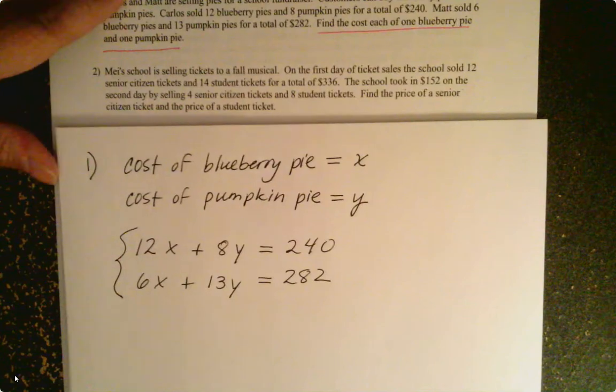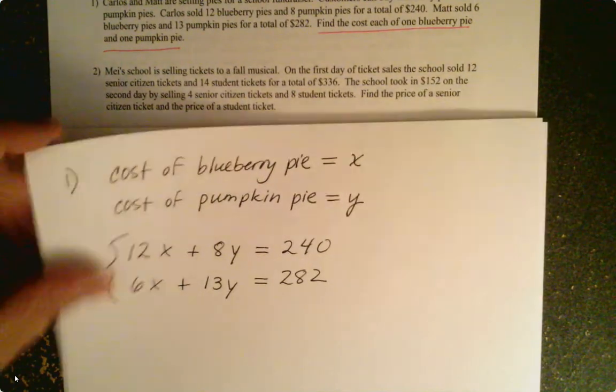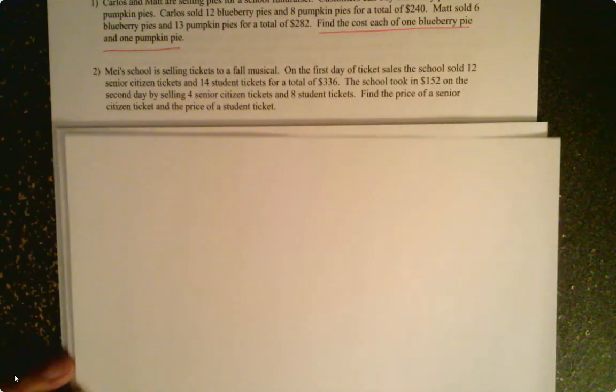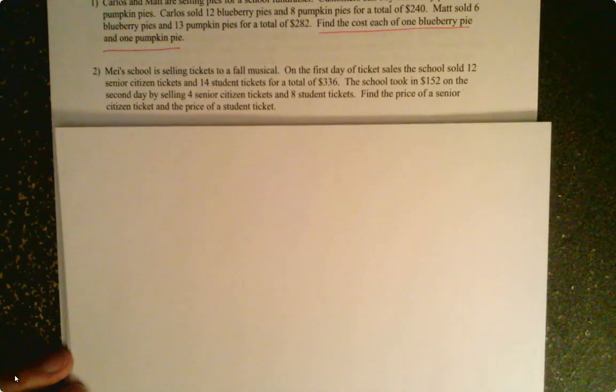Okay, May's school is selling tickets to a fall musical. On the first day of ticket sales, the school sold 12 senior citizen tickets and 14 student tickets for a total of $336. The school took in $152 on the second day by selling 4 senior citizen tickets and 8 student tickets. Find the price of a senior citizen ticket and the price of a student ticket.